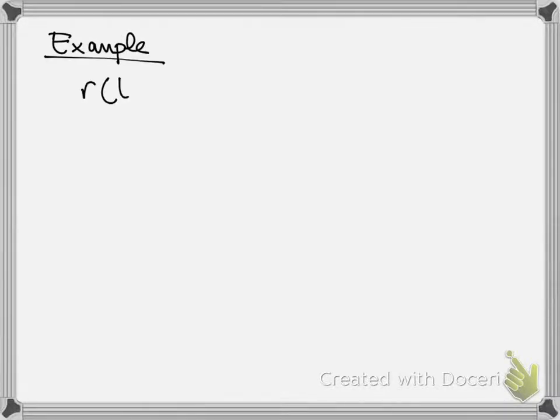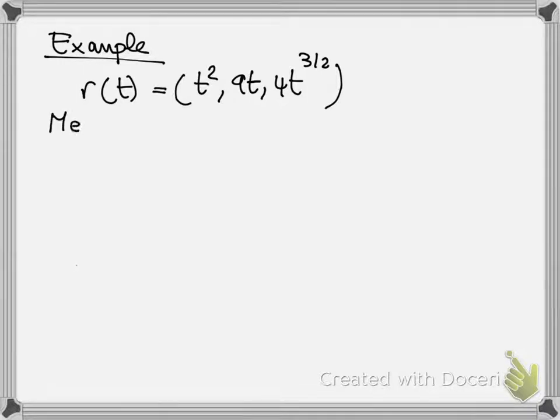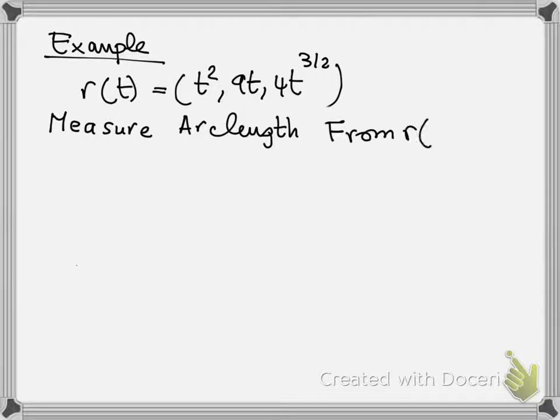Let's say you have a curve r of t equal to t squared, 9t, and 4t to the power 3 halves. And you want to measure the arc length from r of 1 to r of 4. So we're going to apply the formula. So first we need r prime of t.